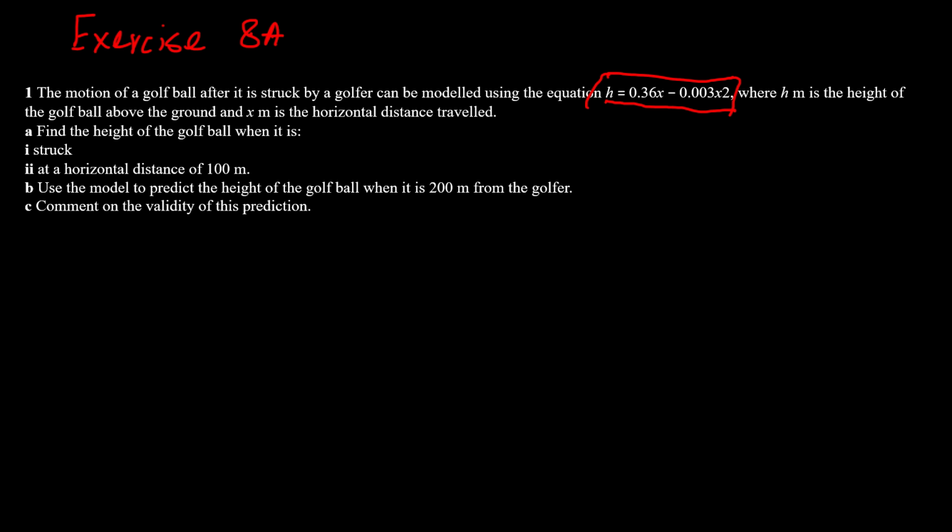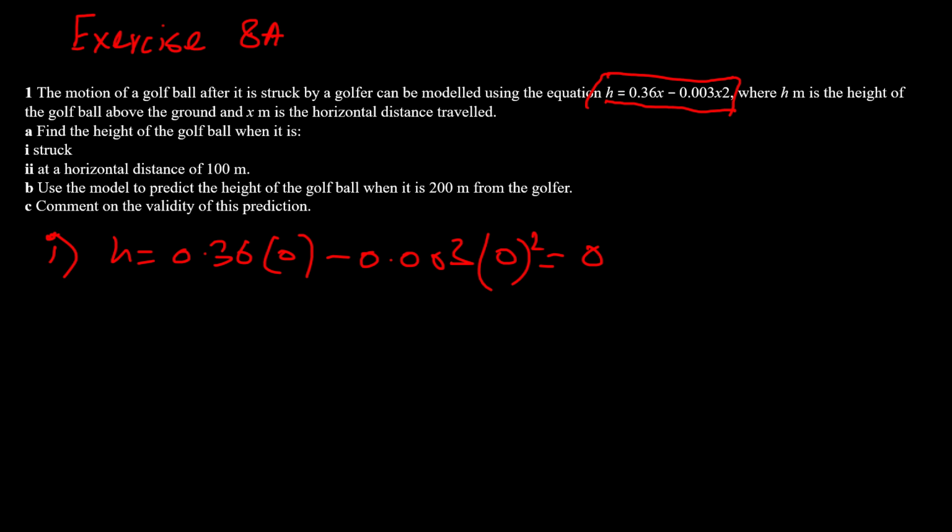The solution for problem 1 is: we simply substitute 0 in place of x, and we get h = 0.36 × 0 − 0.003 × 0², which is equal to 0. So the height will be 0 when the golf ball is struck. That's the answer to the first part of the problem.